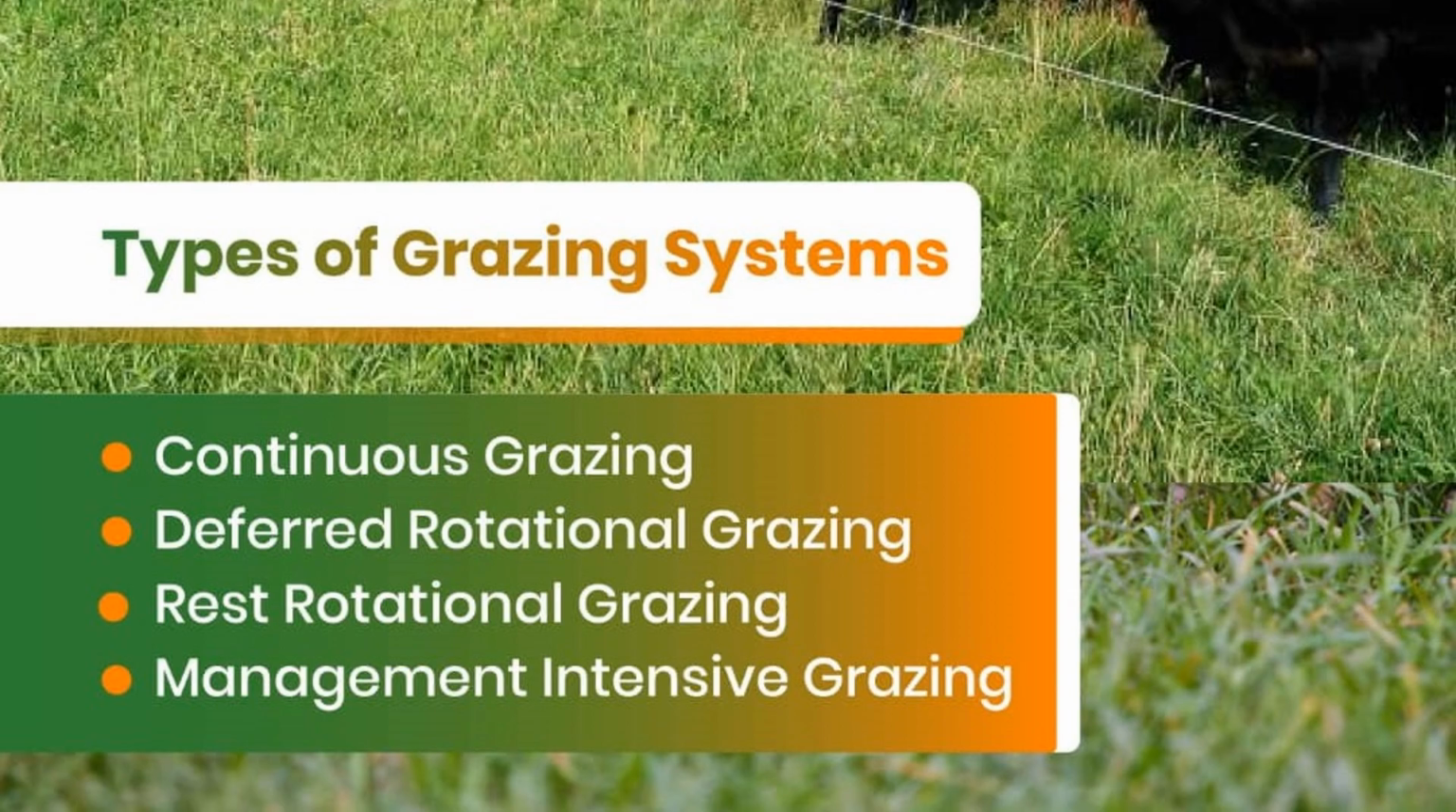So when we have grazing on this pasture, we will employ different types of grazing systems. I also want to give you a little trailer of what grazing systems are and how we employ them in the pasture lands. There are 4 types of grazing systems: continuous grazing, deferred rotational grazing, rest rotational grazing, and management intensive grazing.